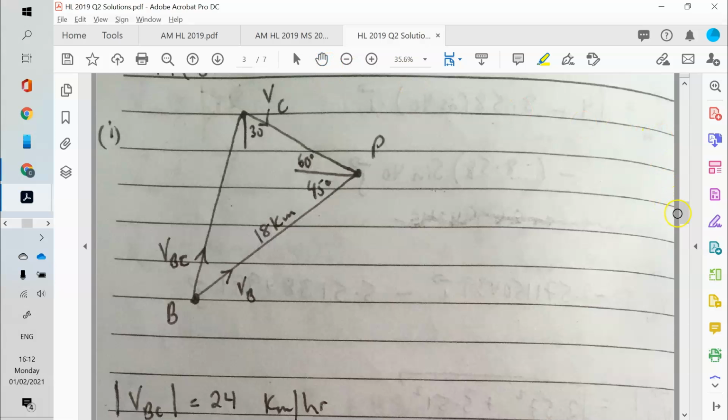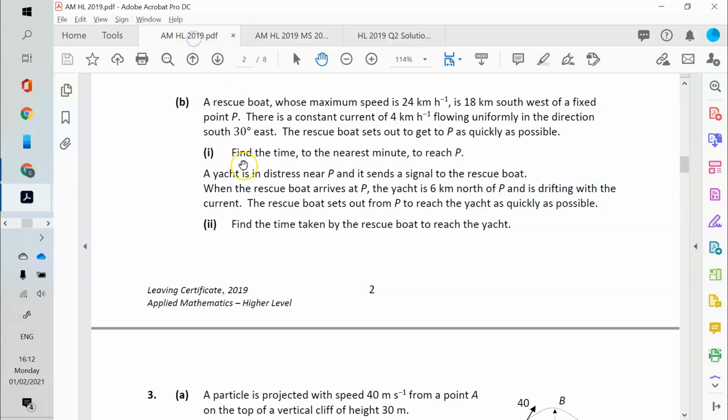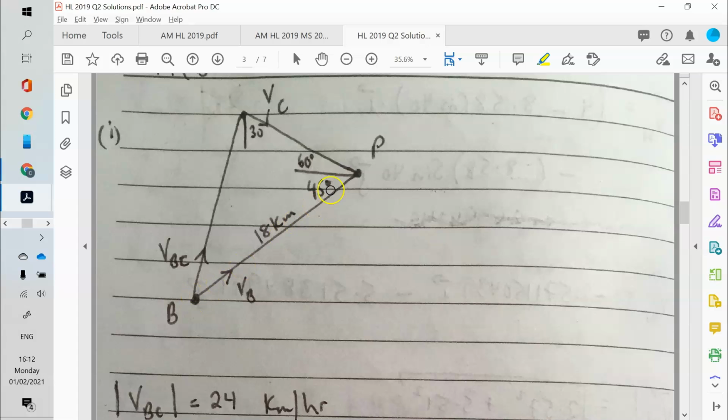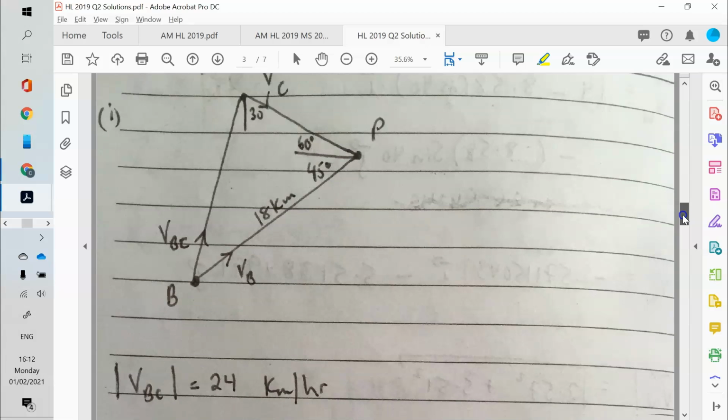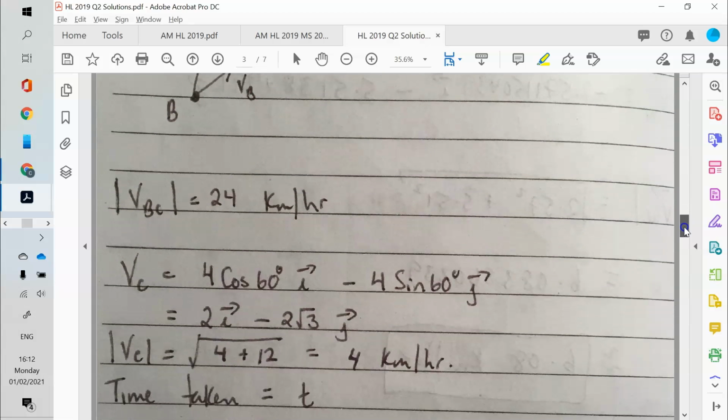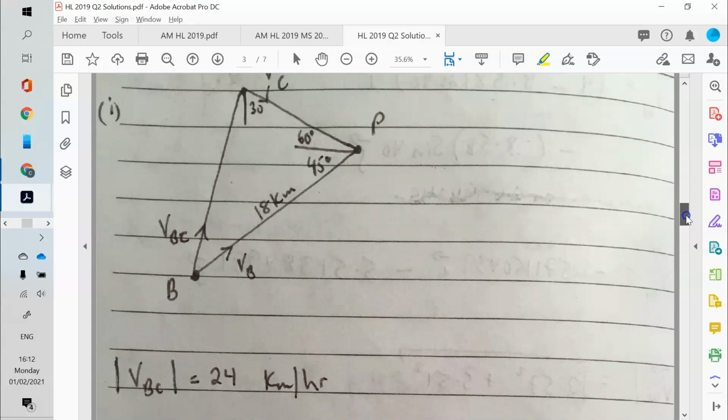So we're being asked to find the time it takes, to the nearest minute, to get to P. So we're looking for this boat to actually make it to P in as fast a time as possible. So we're going to use the T method to solve this problem. We were told in the question that the top speed of the boat, so that's the velocity of the boat relative to the current, has a magnitude of 24 kilometers per hour.